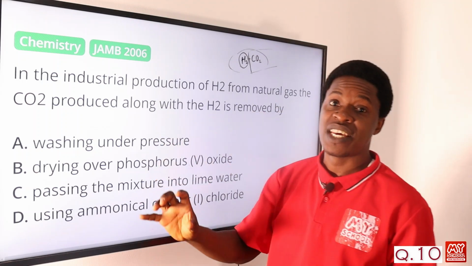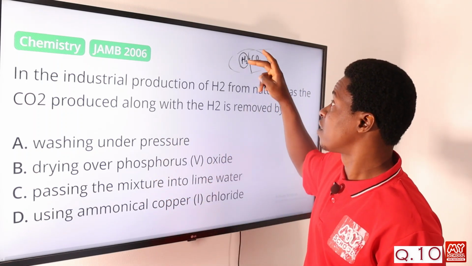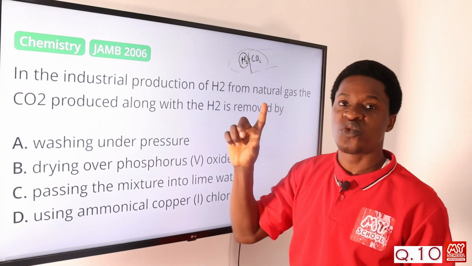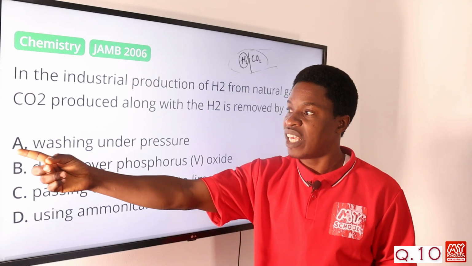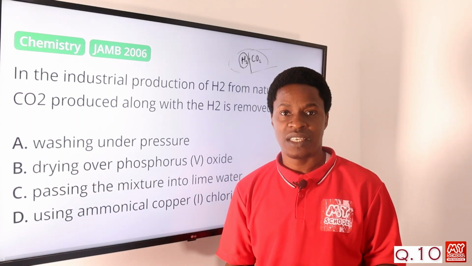Then we have using ammoniacal copper(I) chloride, and this will also react. So the best way to separate carbon dioxide from this mixture to get your hydrogen alone is to wash under pressure. So the correct answer is option A.